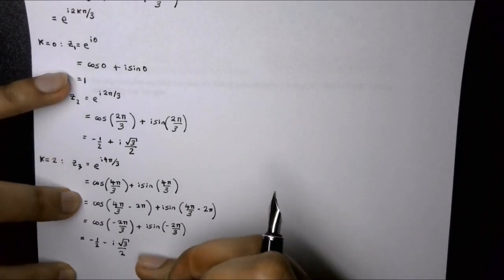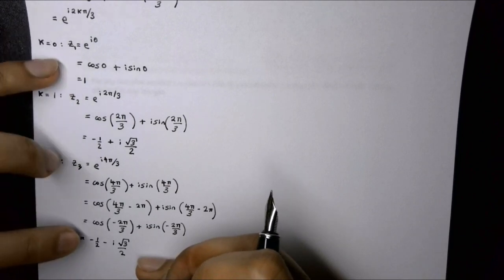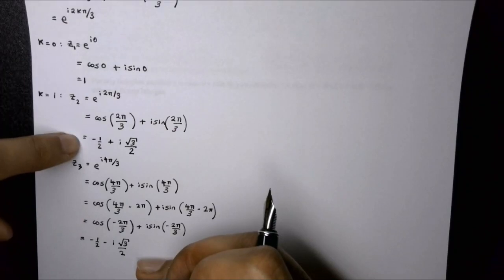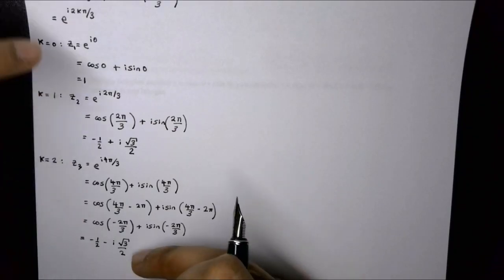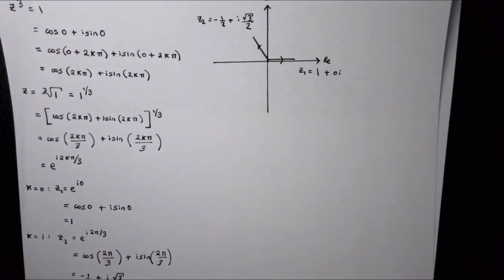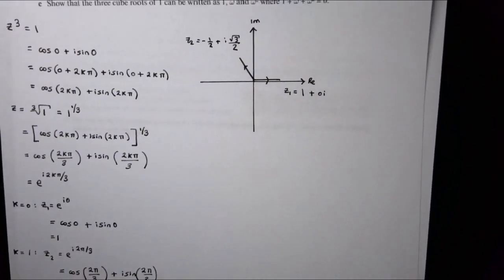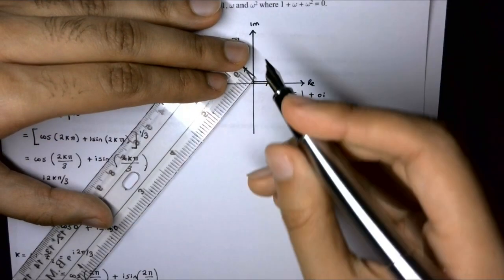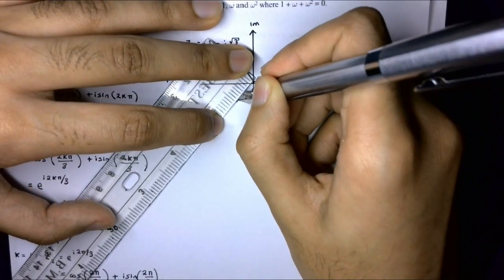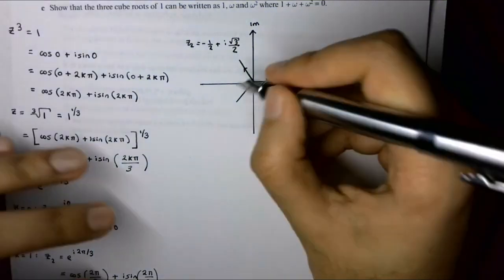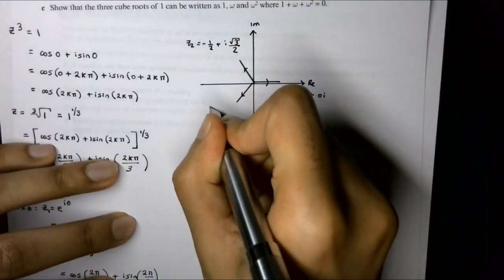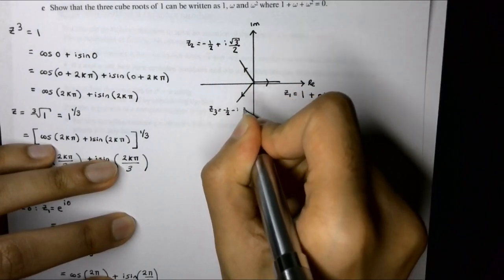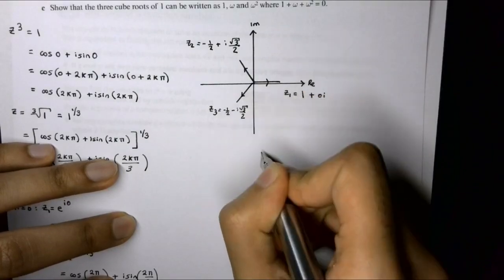So we've got our three roots to this equation over here. We've got 1, minus 1/2 plus i root 3 over 2, and minus 1/2 minus i root 3 over 2. So if we go back to the diagram over here, let's plot Z3. You can hopefully see here is Z3, and this is equal to minus 1/2 minus i root 3 over 2.